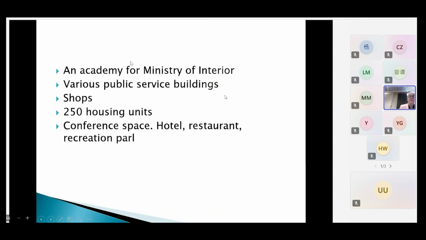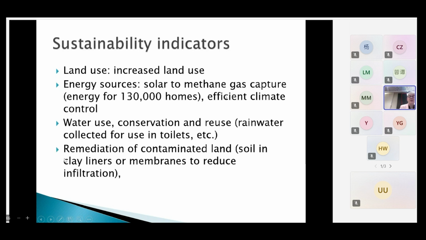So the Ministry decided they wanted to redo the place. They regenerated the area. They developed a bunch of shops, housing areas, a conference space, hotel, restaurants, and so on, and a recreational park. So eventually, you had increased land space.